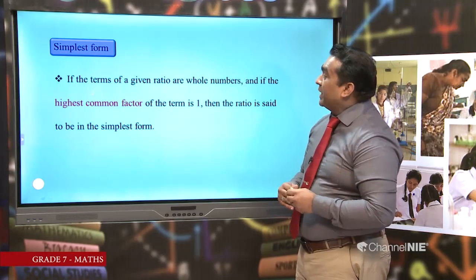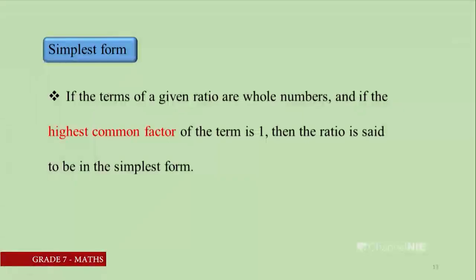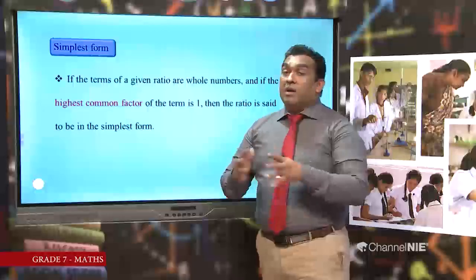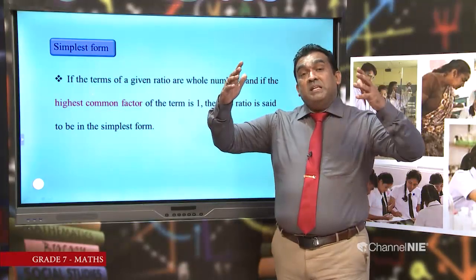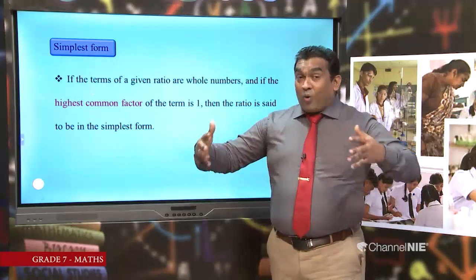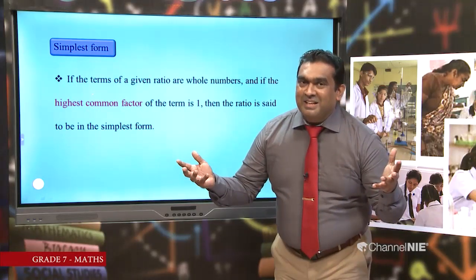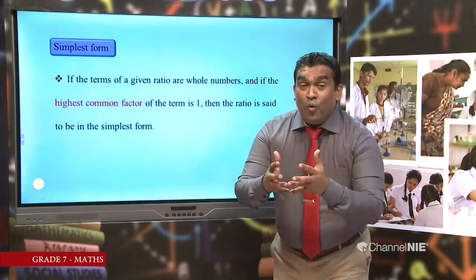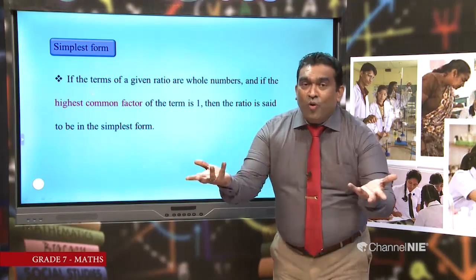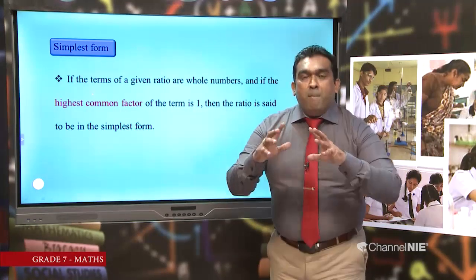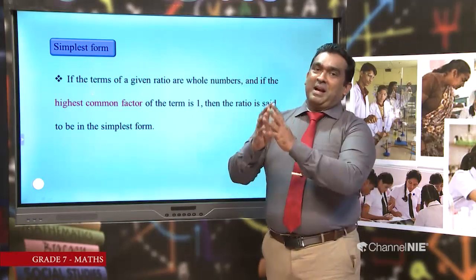If the terms of a given ratio are whole numbers, and if the highest common factor of the terms is 1, then the ratio is said to be in the simplest form. Highest common factor. Highest means largest. Common. What is the meaning of common, my dear kids? Common, one for all. Common multiple. Highest common multiple.